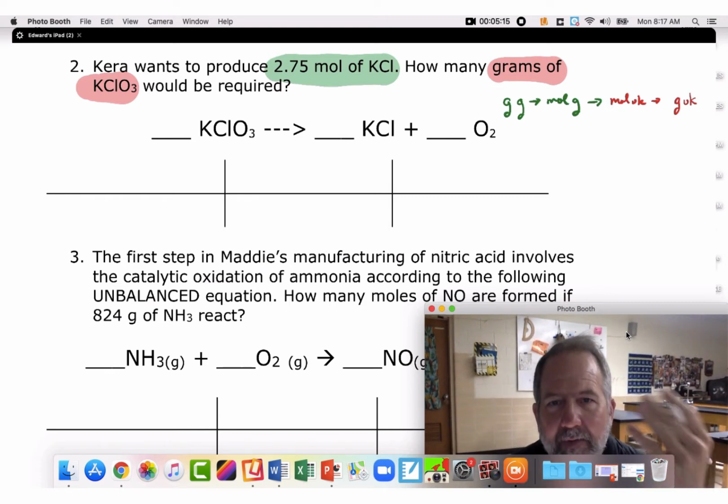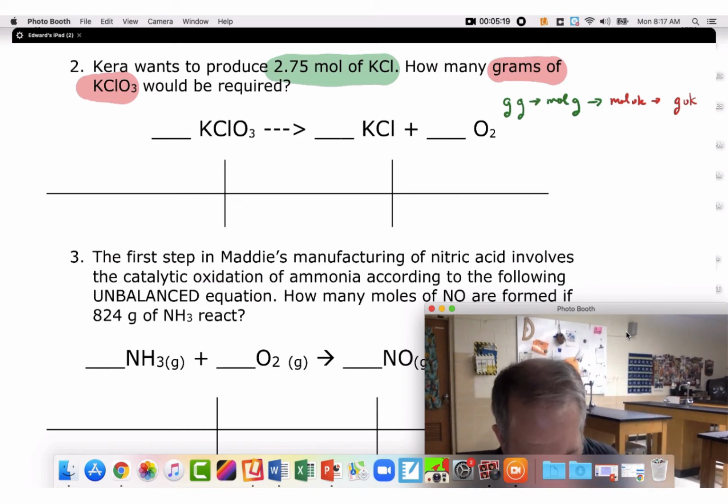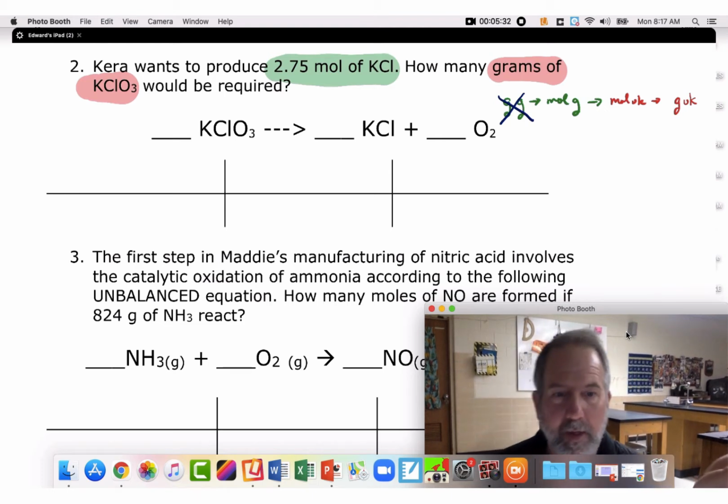Now let's look at what we have. We have moles of given, so we don't have any grams of given. So what are we going to do? We're going to cross out our first step. And now we have moles of given, moles of unknown, grams of unknown, and we're trying to find grams, so that'll work out just perfect. Okay, so we have that set up.